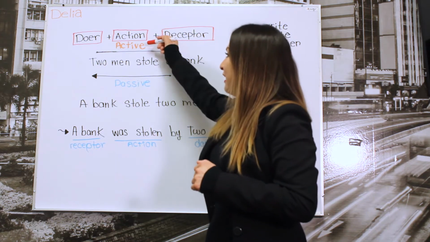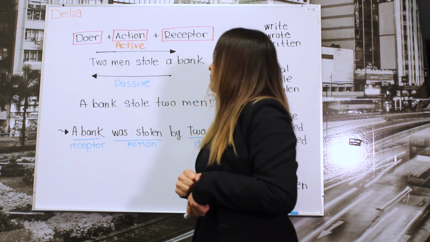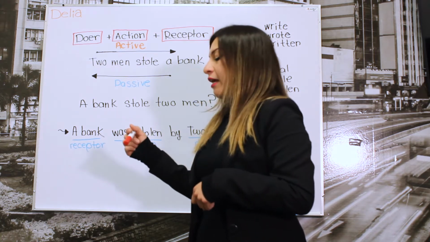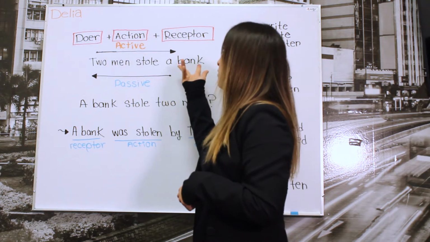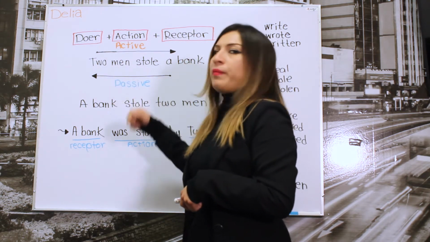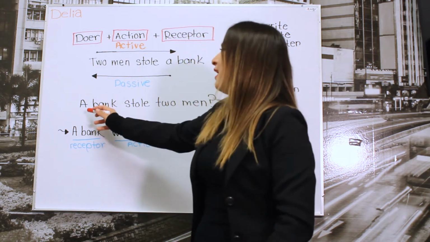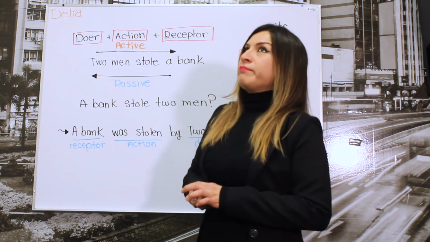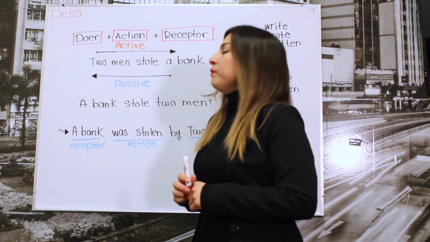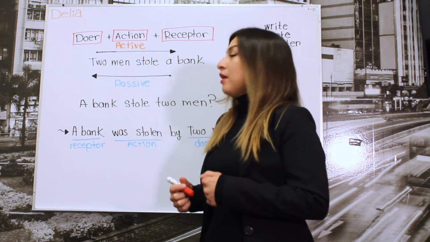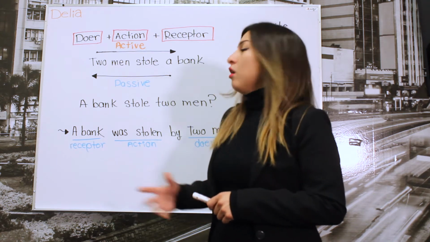So in this case, the active voice or the active form of speaking gives more importance to the doer, and the receptor is, of course, less important. In the passive it is the opposite, so I give more importance to the receptor and I leave the two men in second place. Alright, so if I do exactly what I explained, my idea is the same. A bank stole two men, but if you analyze, this doesn't make any sense. Alright, so it is not that simple. Alright, so we need to structure our idea so it can have the same meaning. Alright, so let's begin here.